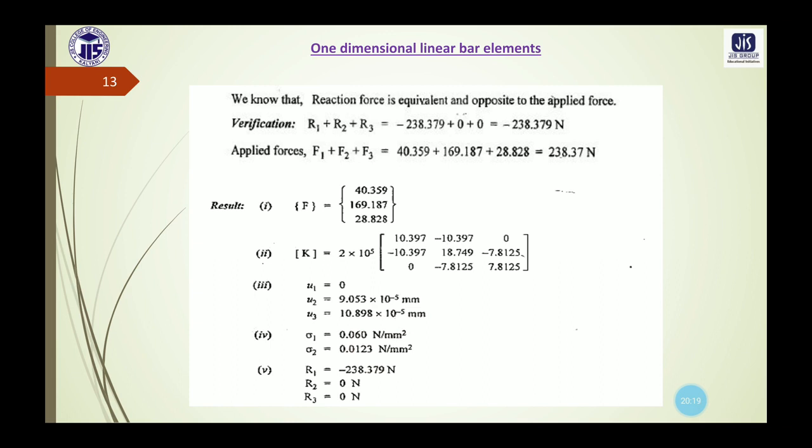Finally, we have written all the results. That means for the first part, we have calculated the global force vector. Then for the second part, we have calculated the global stiffness matrix. Then for the third part, we have calculated all the three nodal displacements. For the fourth part, we have calculated the two stresses for the two elements. And for the last part, we have calculated the three different reaction forces. So this is the procedure to solve such type of complicated numericals, where we have considered the tapered bar as a stepped cross-sectional element.